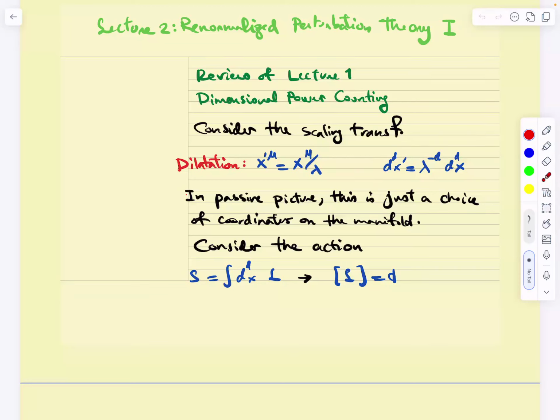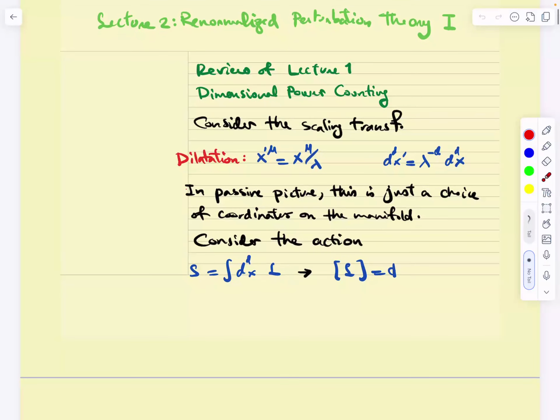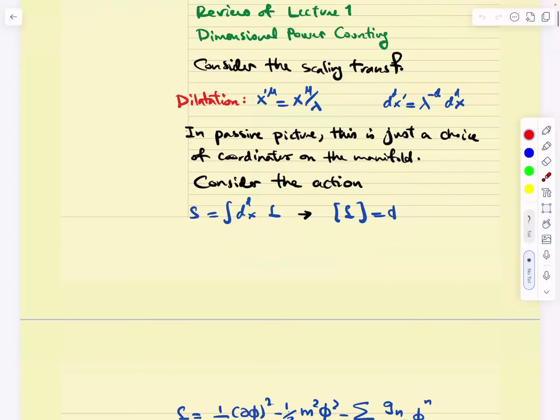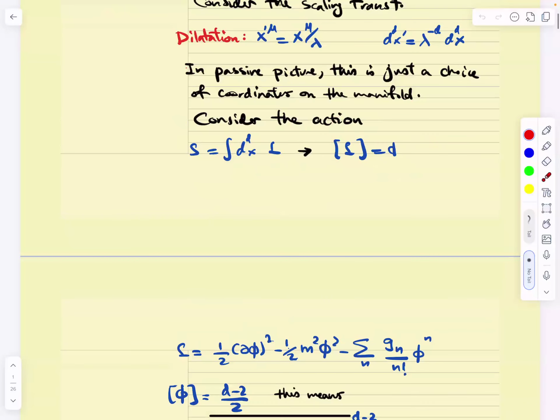The Lagrangian is dimensionless, because we are working in units where h bar is 1. If you recall, the path integral measure was e to the power of i action over h bar. If h bar is dimensionless, S has to be dimensionless as well. This means that the Lagrangian density should have mass dimension d, space-time dimension. This is mass dimension.